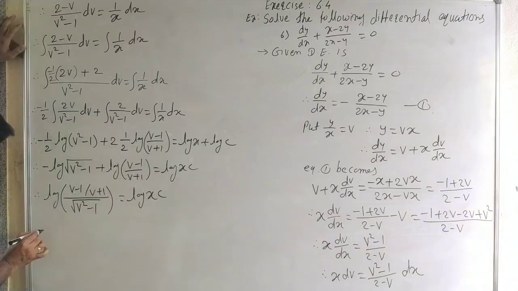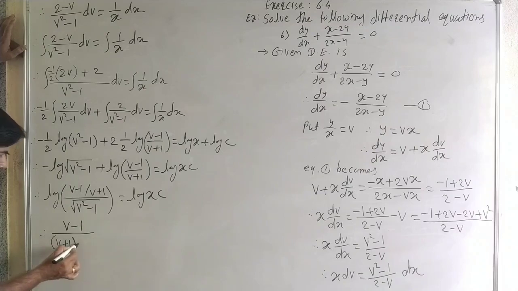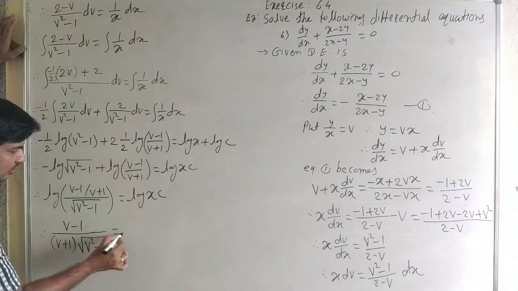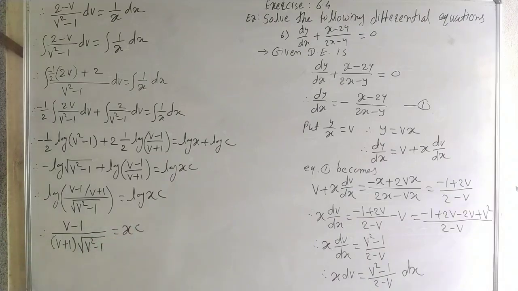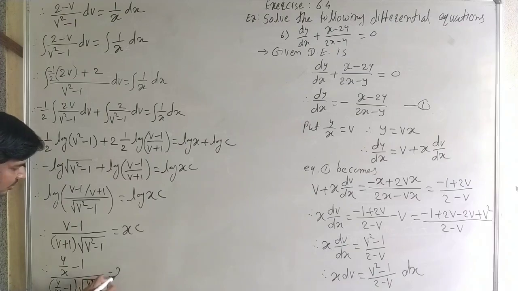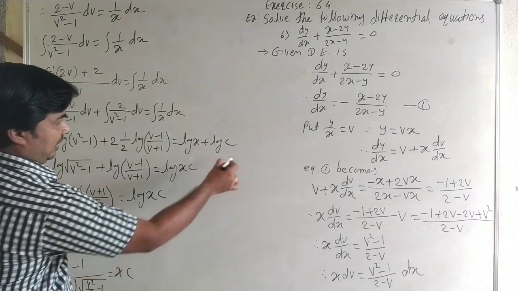Now here see carefully the calculation. Removing log, we get phi minus 1 upon phi plus 1 into under root of phi square minus 1 is equal to x into c. Now put the value of phi, and phi is y by x. Therefore y by x minus 1 upon y by x plus 1 into under root of y square upon x square minus 1 is equal to x into c. Now we take the calculation here.